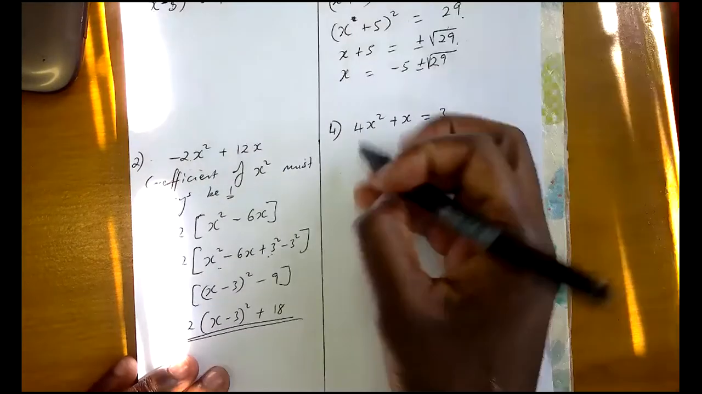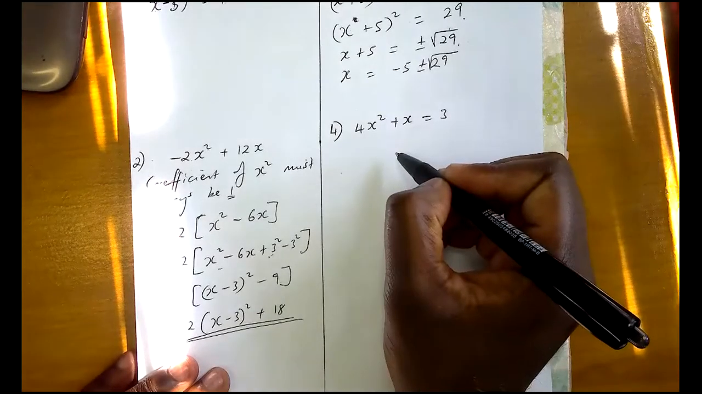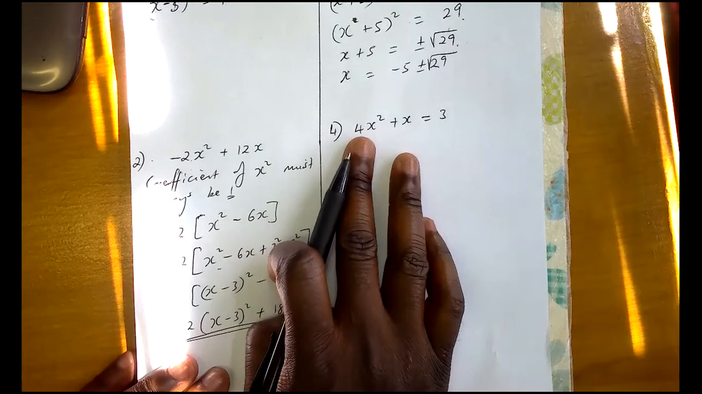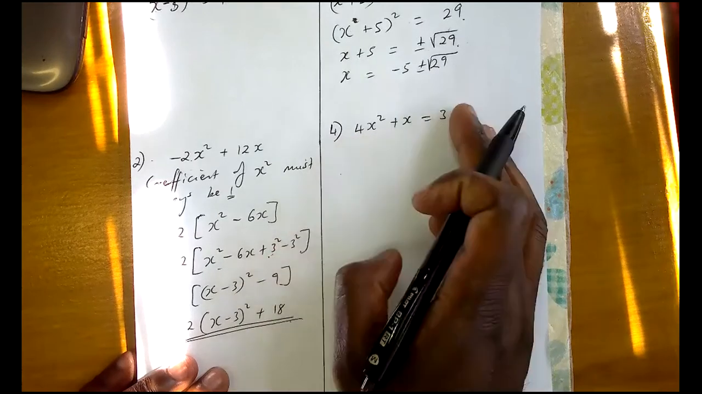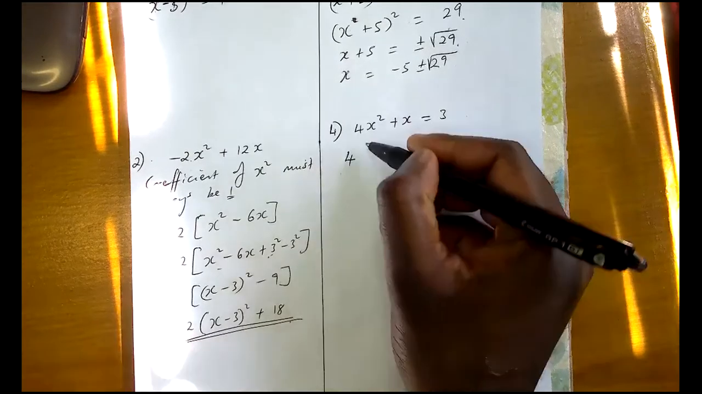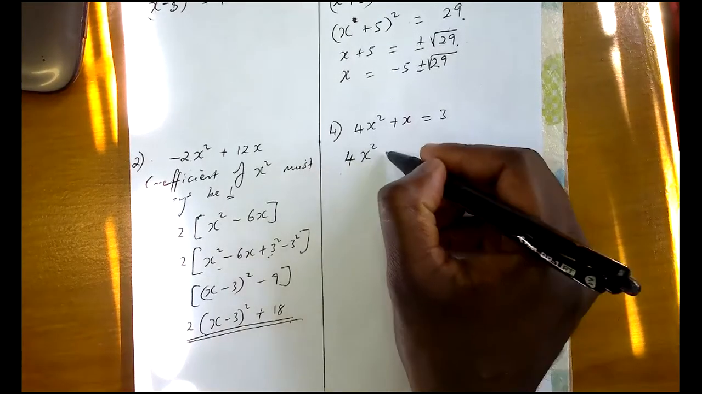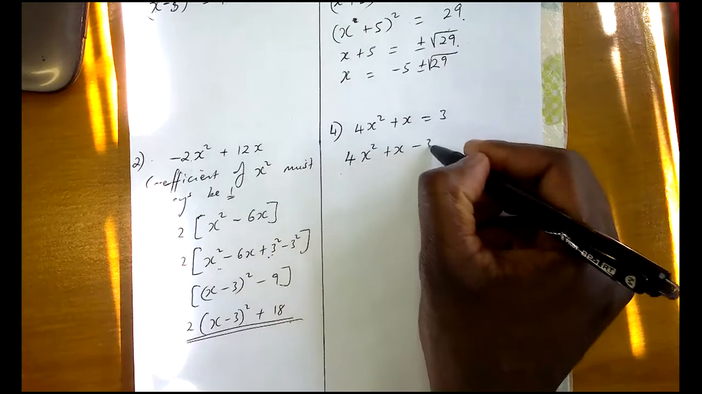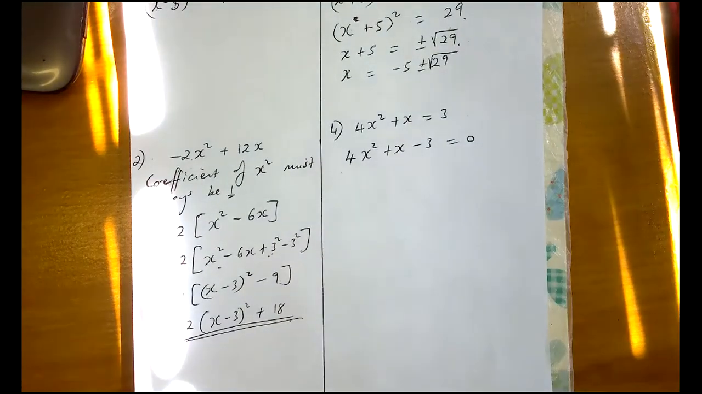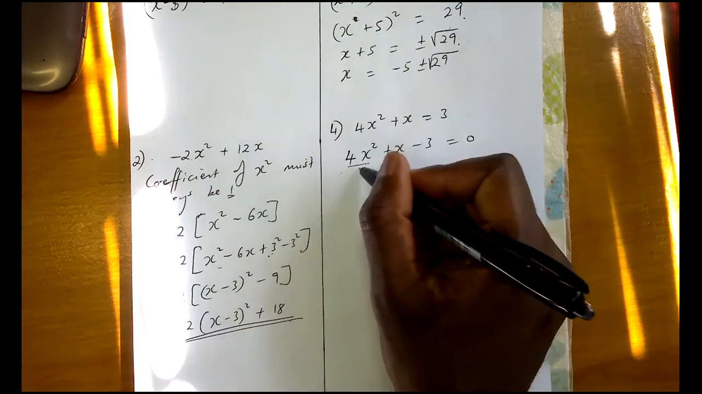Okay, then here let's get to see the final one. Remember what we said: the coefficient of x squared must be 1. So what do we do? First, let's take the 3 this side, it's going to be quite easier for you. It's going to be 4x squared plus x minus 3. We take 3 this side, is equal to 0. Now, how do you remove the 4? You divide by 4 throughout.